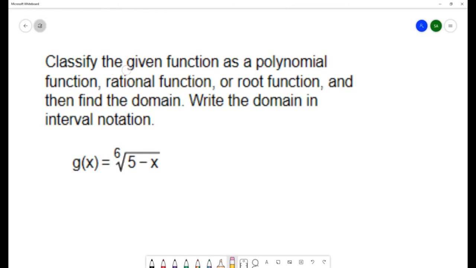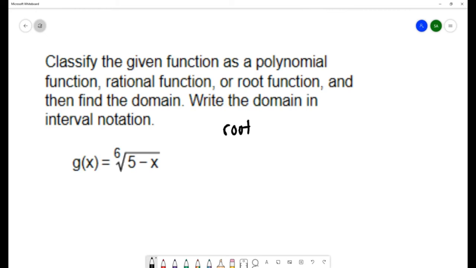Classify the given function as a polynomial function, rational function, or root function, and then find its domain. Write the domain in interval notation. So as we've said before, it's pretty quick to identify root functions. They will have a radical in them, a radical over a variable. So we're going to be able to say that this function is a root function.